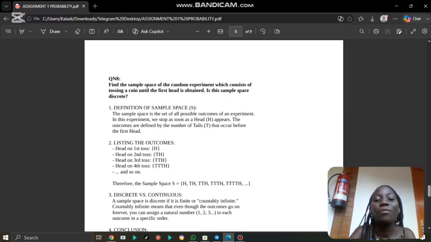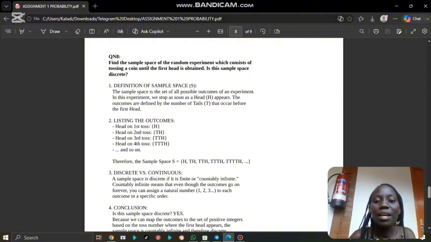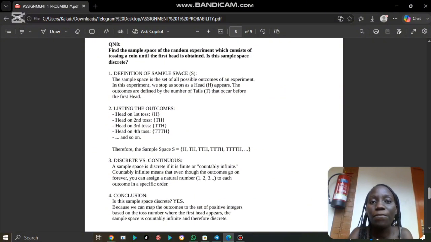Now, for the first question, we first create a sample space. This sample space is going to be preceded by a number of tails or no tails, and then it's going to end with H, so that in that way, the first head is gotten. So you first list the sample spaces. On the first toss, it will be a head alone, then on the second toss, a tail and a head, then on the third toss, tail, tail and a head, and so on, till the nth toss.